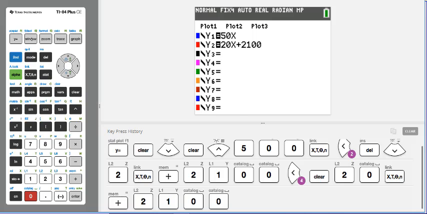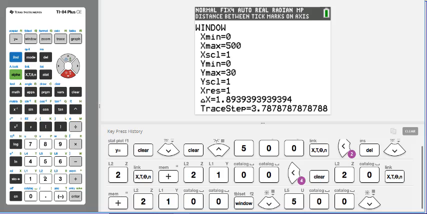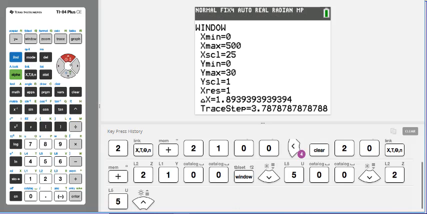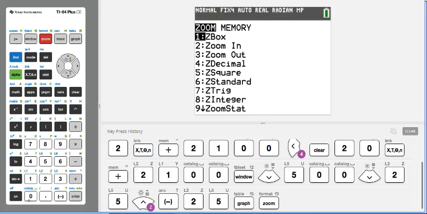So what I'm going to do is go to my window and go out to maybe 500, and we'll step it by 25, and then I'll make the minimum negative 25. That's all I'm going to change in my window. So I'm going from negative 25 on the x-axis to 500. That may not even be enough, but that's what I'm going to do for right now. Then I'm just going to hit graph, and then zoom 0.